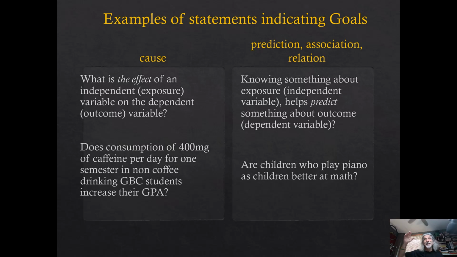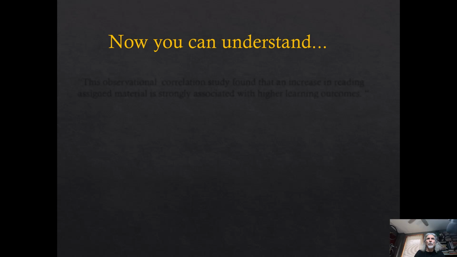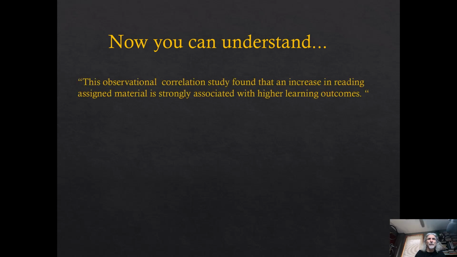Oftentimes students and humans out in the world, in the non-math or non-stats discourse world, will use the word proof. And so we don't want to use that unless we have some evidence for it. So now you can understand the following statement. This observational correlation study found that an increase in reading assigned material is strongly associated with higher learning outcomes.